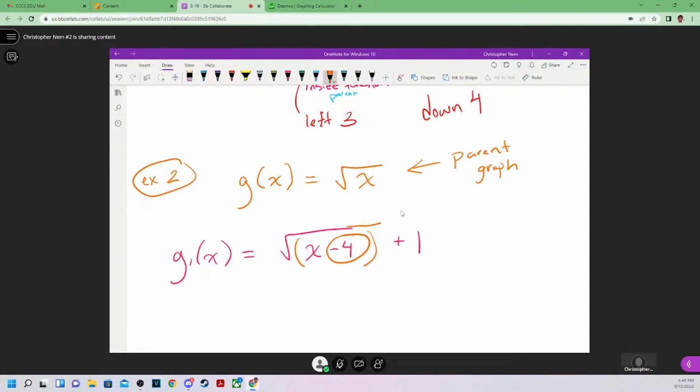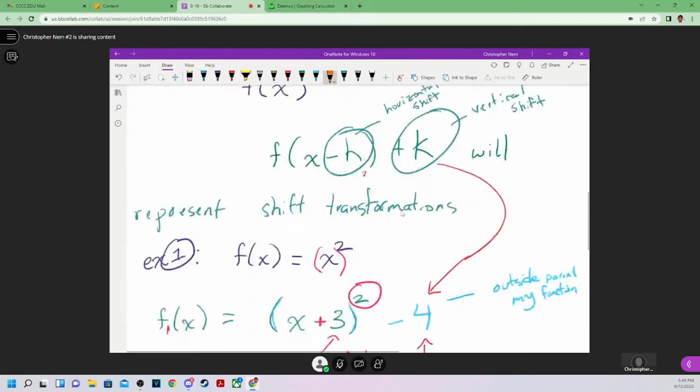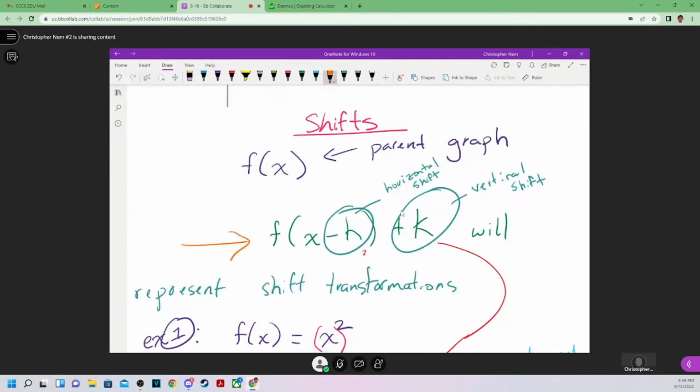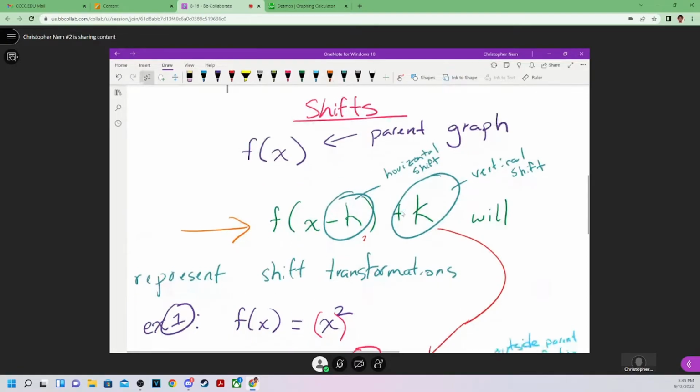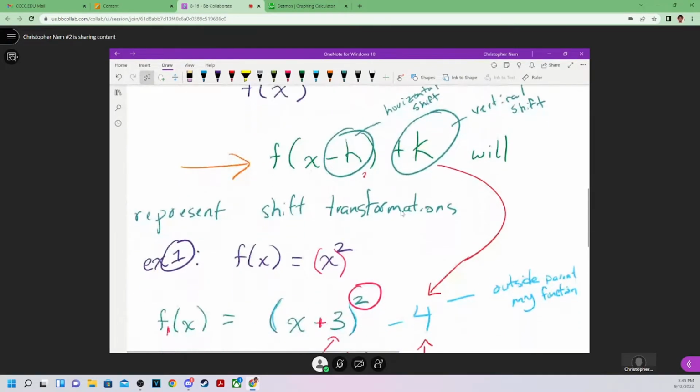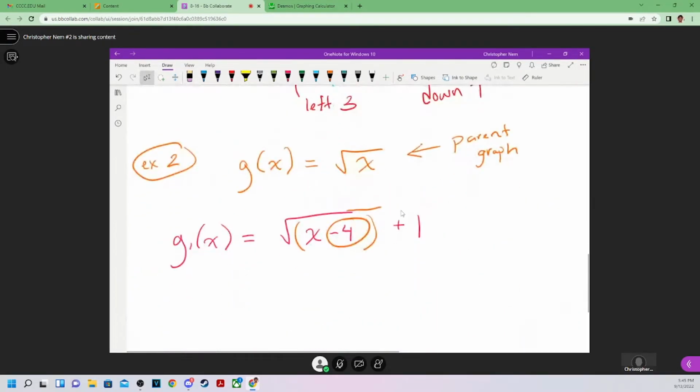There is a parentheses. So if we treat it like how we did over here in this little example, whatever is inside my inputs, which is inside my parent function, the square root, then this will be a horizontal transformation. And because it's a horizontal transformation, we have to do the inverse direction. So it's going to move right 4.